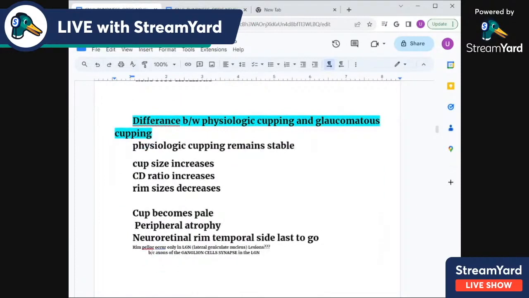So the difference between physiologic cupping and glaucomatous cupping is that physiologic cupping is stationary: compare the previous old photograph, compare it with the other side. Whereas glaucomatous cupping is very quick, fast.